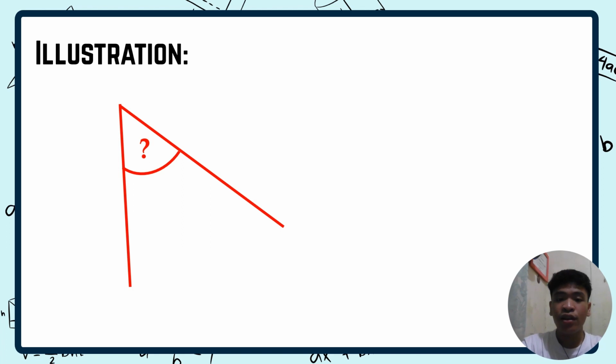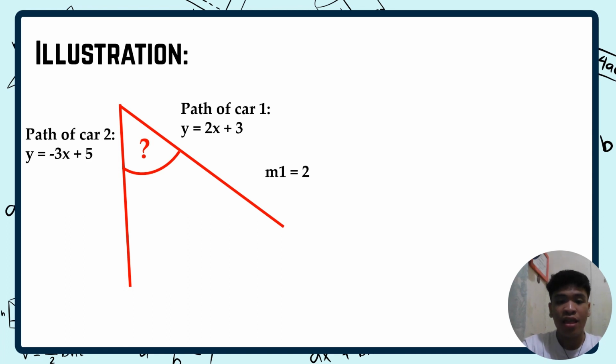For the line on the right side, let this be the path of car 1, which has the equation of y equals 2x plus 3. And we all know that the numerical coefficient of the x variable is our slope. So our slope 1 would be positive 2. And for the other line, let it be the path of car 2, which has the equation of y equals negative 3x plus 5. And that slope would be negative 3. And let us call this angle as angle A.